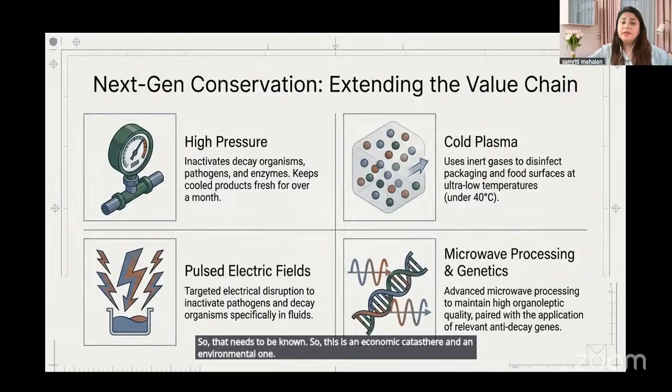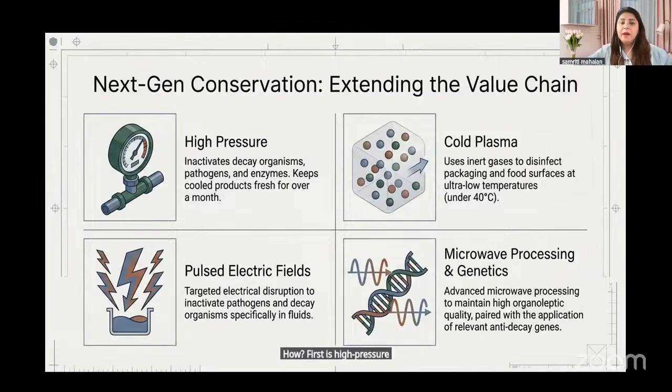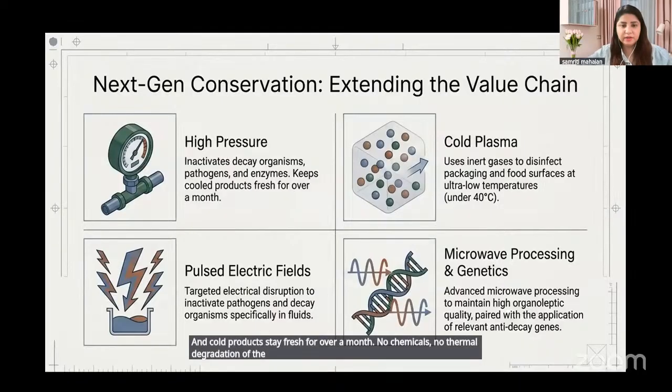How? First is high pressure processing. By subjecting products to extreme pressure without heat, we inactivate the decay organisms, the pathogens, and even the enzymes. Cooled products stay fresh for over a month. No chemicals, no thermal degradation of the nutrients.